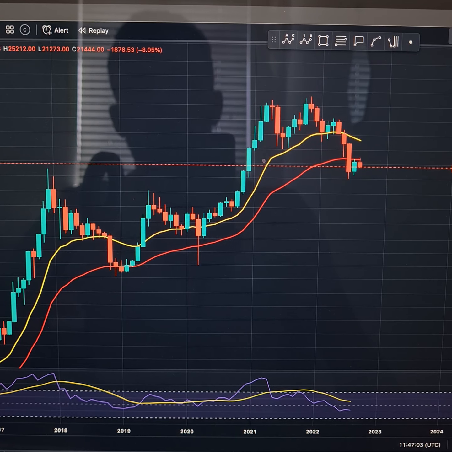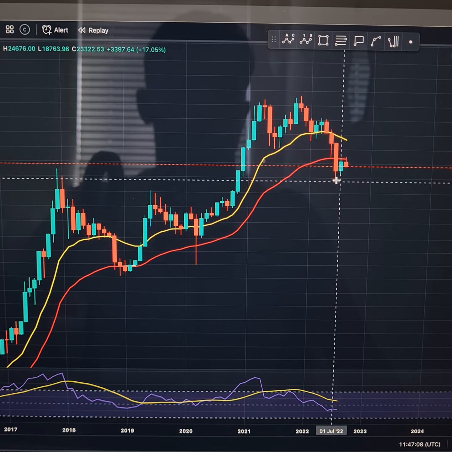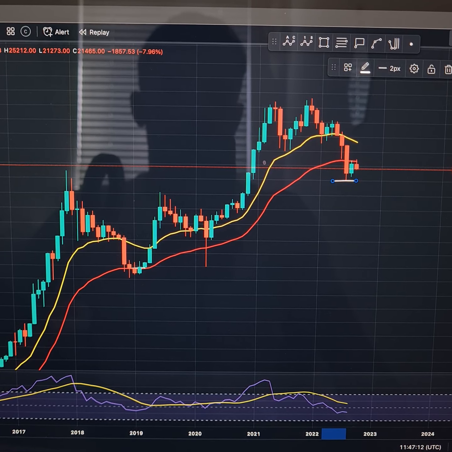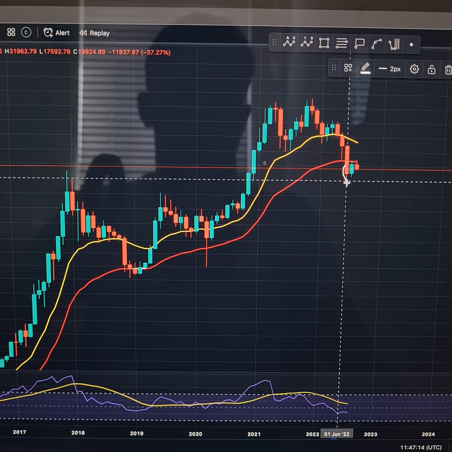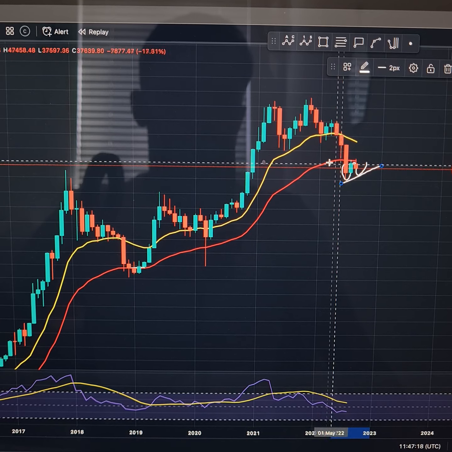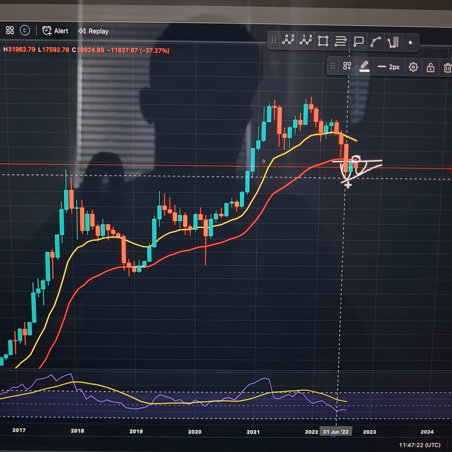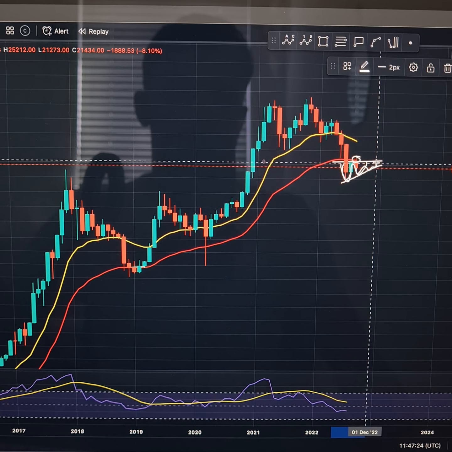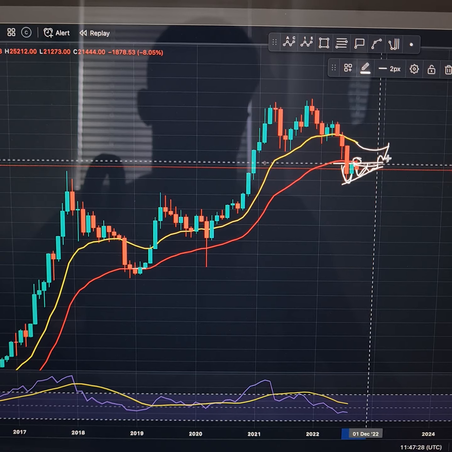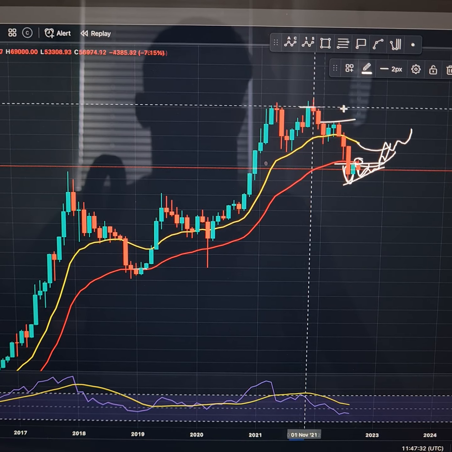Potentially what I'm looking for here on the macro scale, only if this 17k is lost, is that it might hold a support. You might come back down here for a double bottom, a higher low, and start getting compression like this, and come up in an ascending triangle, getting compression between this EMA and the price. This is a potential, and then where you break above, you start to see these EMAs curl on each other, the price action gets drawn back up, and you attack previous all-time highs.